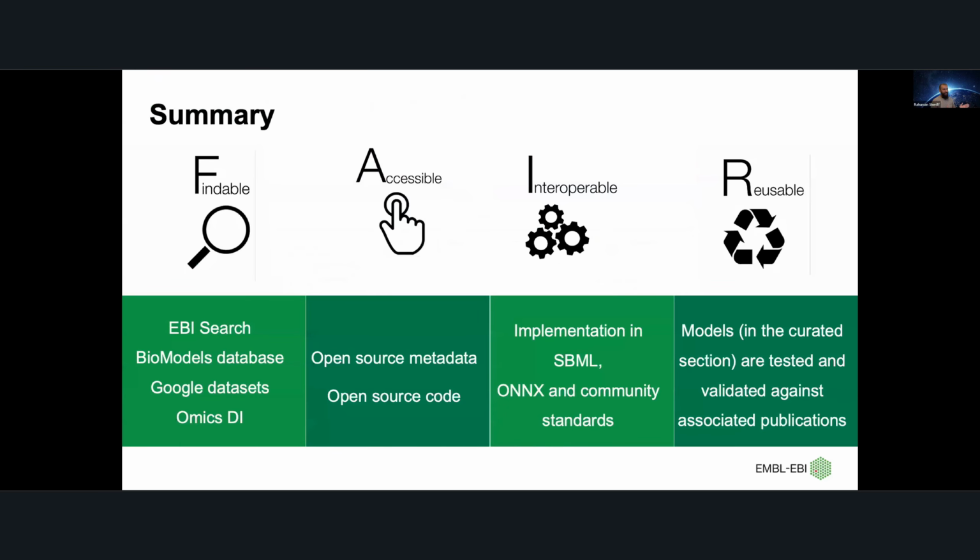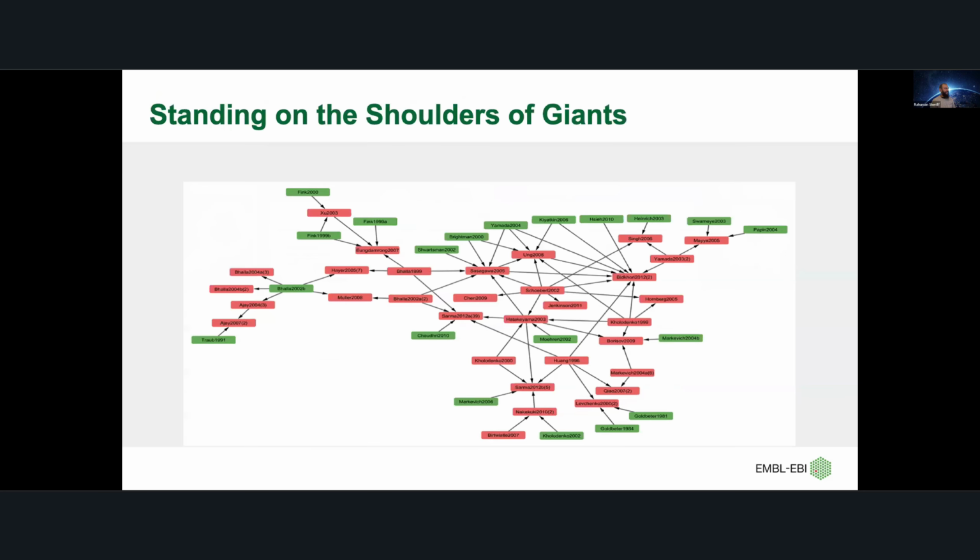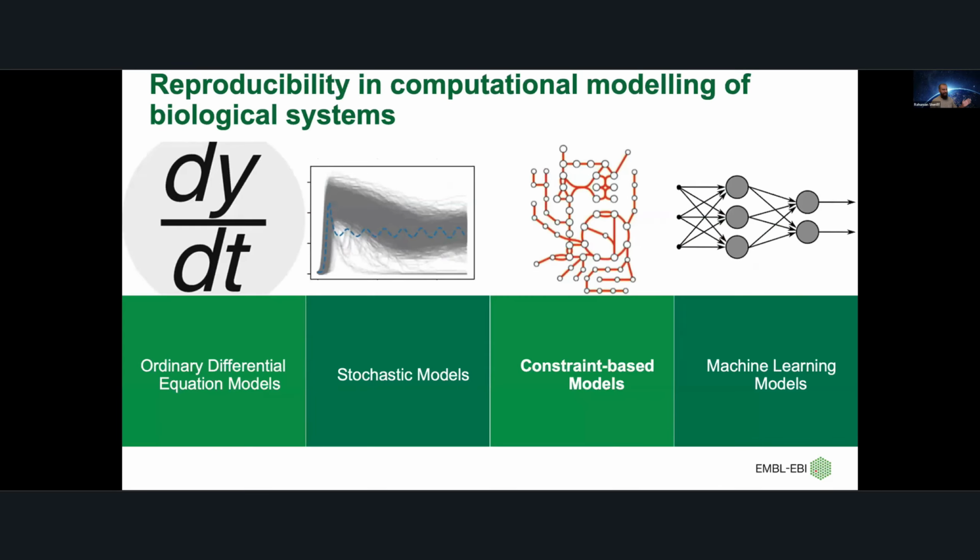Right. With this, I would like to end. BioModels puts lots of effort into making models FAIR: findable, accessible, interoperable, reusable. This means we are standing on the shoulders of giants. We can pick up where someone has left off and move forward instead of having to redo things again and again. This is not the end. We want to focus on more modeling approaches and try to provide standards and guidelines on how to make other modeling approaches reproducible, beyond the four which I listed today.